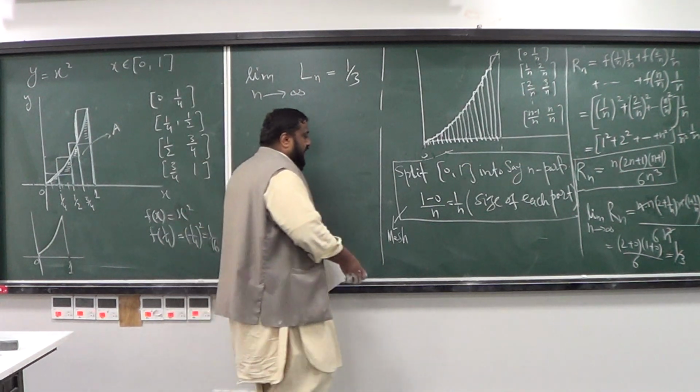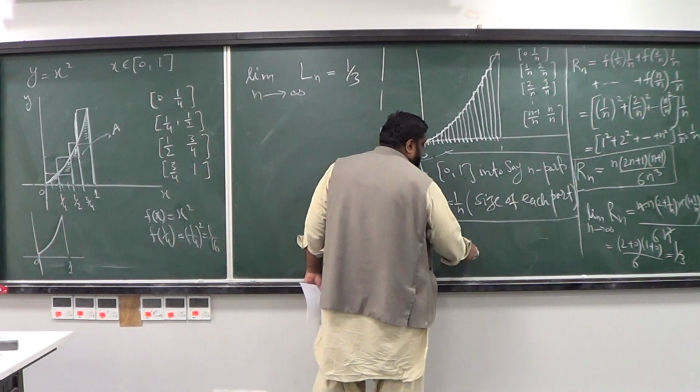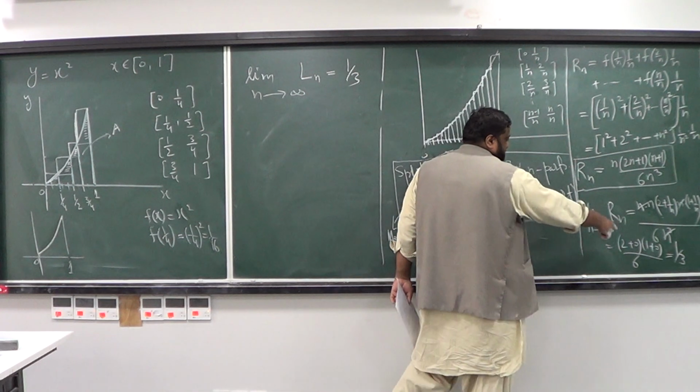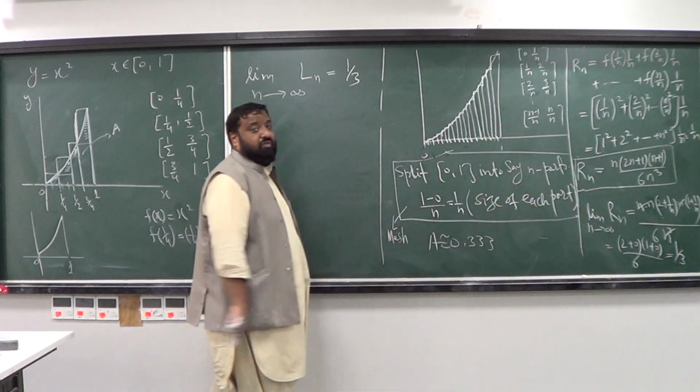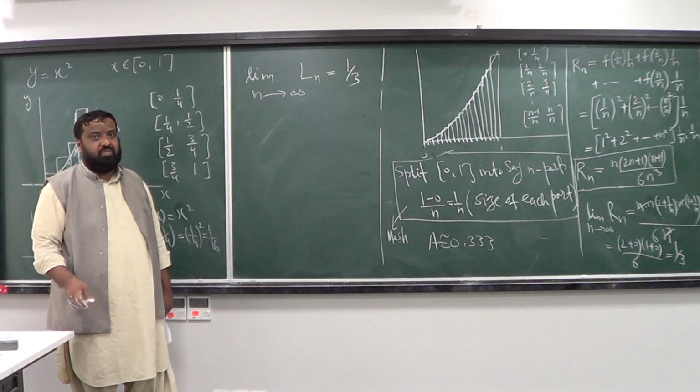Okay, so our estimate for the area by taking the averages was also 0.333 actually, which is a decimal form of 1/3. Okay.